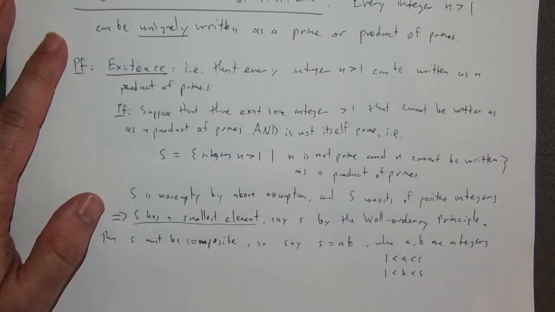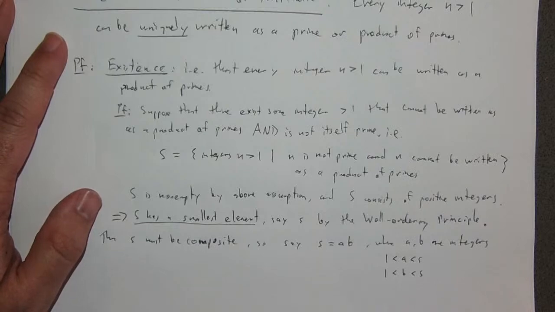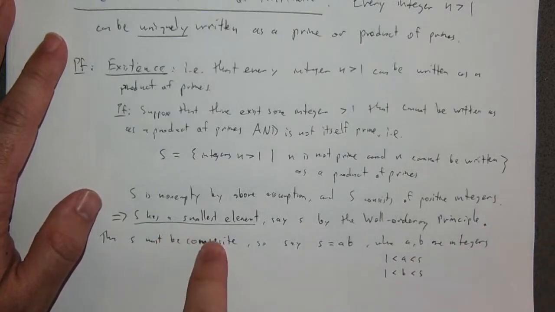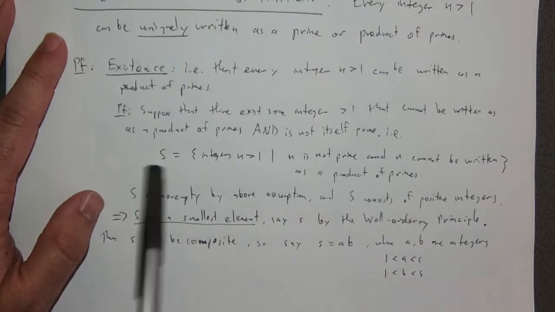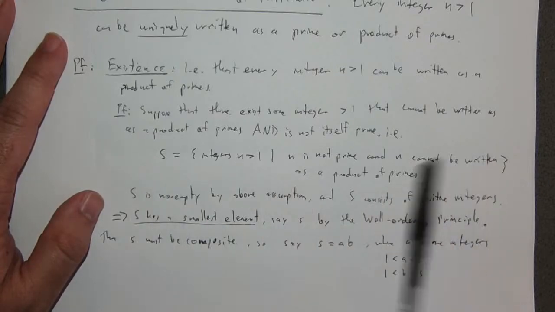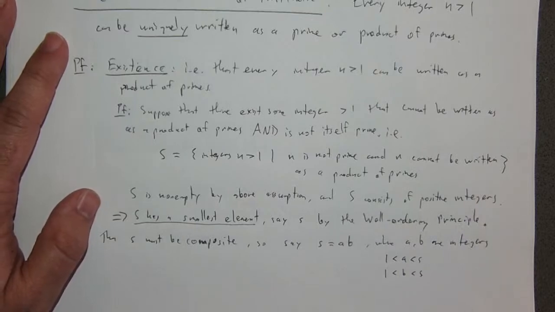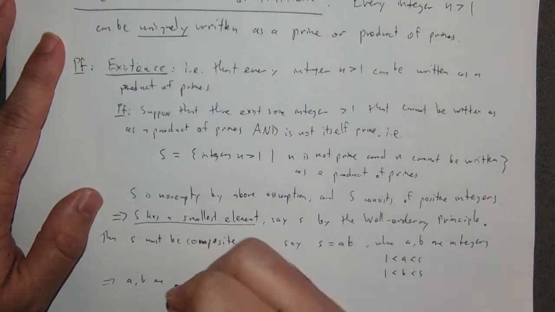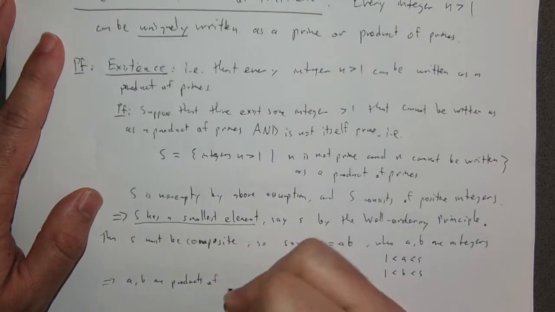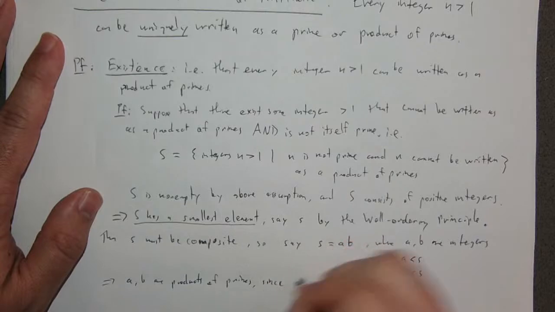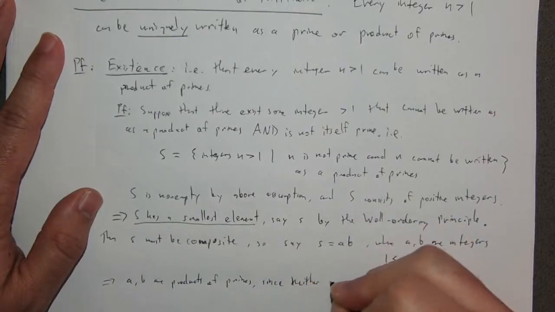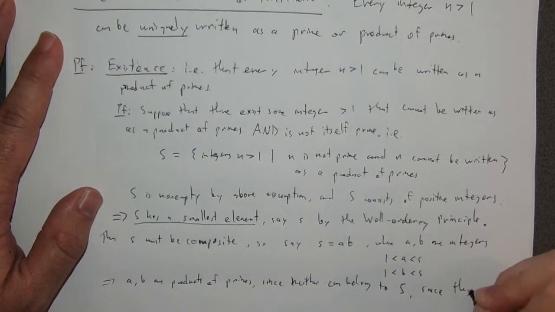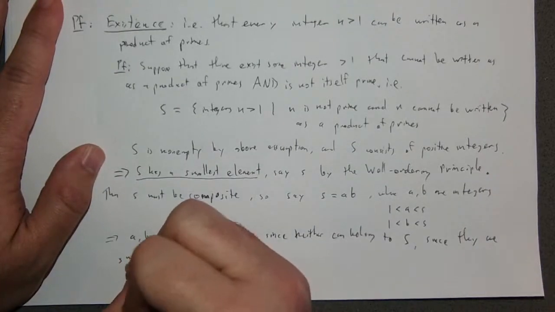So, looking at this, I have s factorable as A times B, where A and B are integers. Necessarily, they're both strictly smaller than s. So they're smaller than the smallest element in big S, which means they can't possibly belong to big S. And if they don't belong to big S, then they can be written as a product of primes. Thus, A and B are products of primes, since neither can belong to big S, since they are smaller than little s.